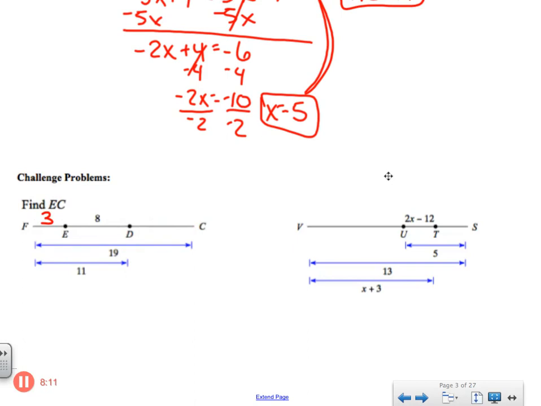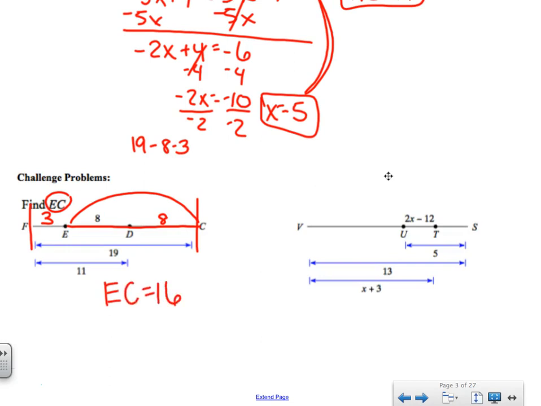Okay, still trying to find this whole piece. So eventually I need to figure out what DC is so that I can find EC. If I know the whole entire line is 19, I can figure out what CD is by doing 19, subtract 8, and subtract 3 because I already know those pieces. So 19 subtract 8 subtract 3 will give me 8. Okay, so now I know all the individual line segments, and so I can finally find EC by adding 8 and 8 together to get 16. So EC is going to be 16.